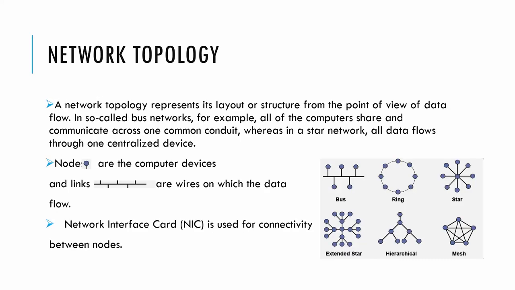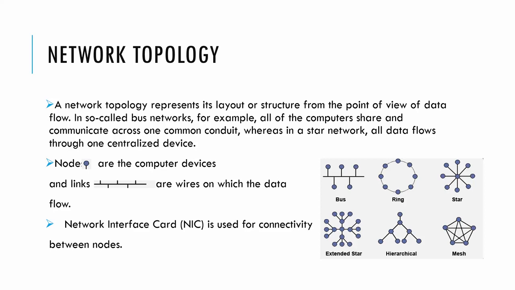So a common question on the Wireshark certification asks about network topology. So network topology represents a layout or structure from the point of view of data flow. So in bus networks, for example, all of the computers share and communicate across the common conduit, whereas in a star network, all data flows through the centralized device. So remember, the nodes act as computer devices, and the links are the wires on which data flow.